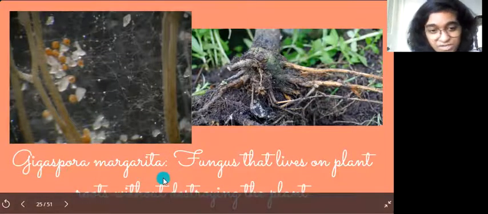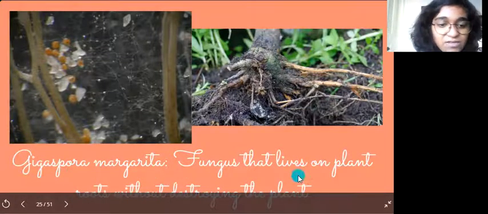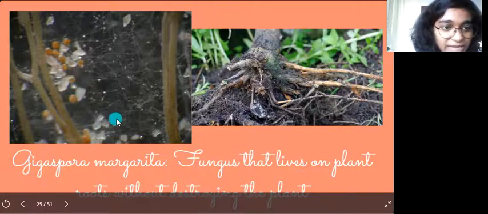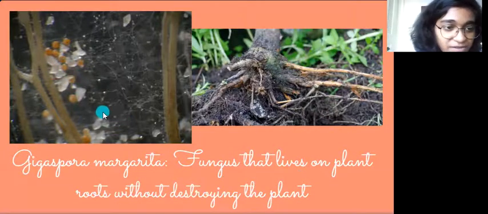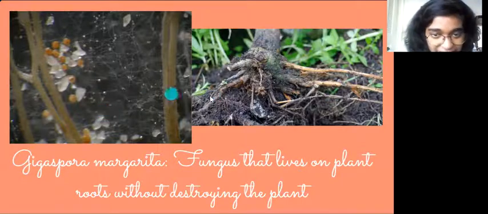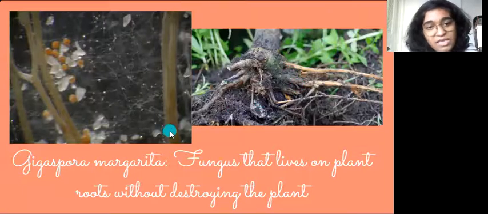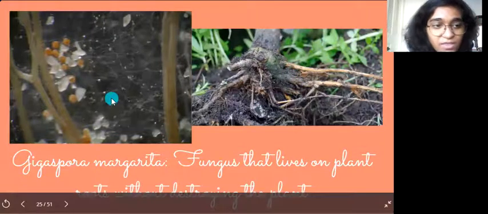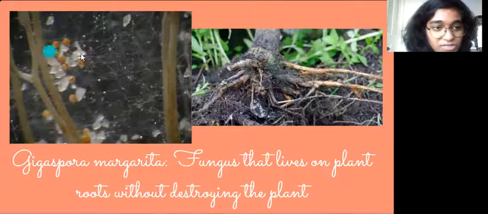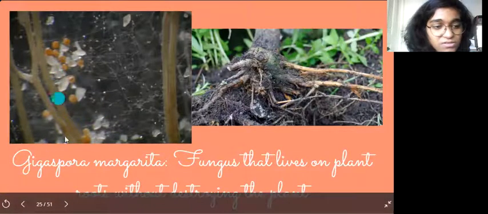Gigaspora margarita, the fungus that lives on plant roots without destroying the plant. This is the picture taken from the microscope, and this is the picture of the plant. The roots tend to become orange in color, as is seen over here. And these small molecules that stick together on the root of the plant are known as Gigaspora margarita. Let's just call it margarita.